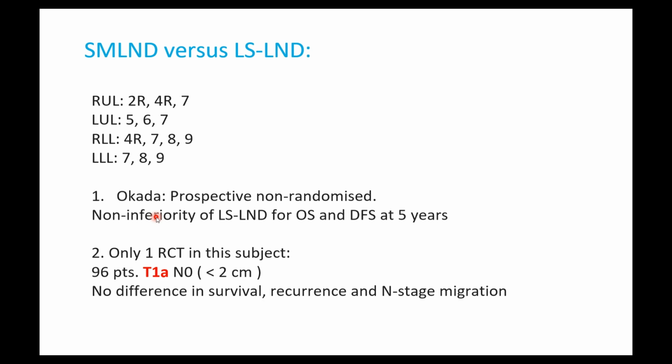The first prospective trial was a non-randomized trial by Okada and allies, and this trial showed non-inferiority of lobe-specific lymphadenectomy in terms of overall survival and DFS at 5 years. There's only one RCT in this subject, which had only 96 patients of very small tumors, T1, less than 2 centimeters. There was no difference in survival or recurrence or stage migration with lobe-specific lymphadenectomy. So the conclusion of this trial was that lobe-specific lymphadenectomy can be considered in such small tumors.